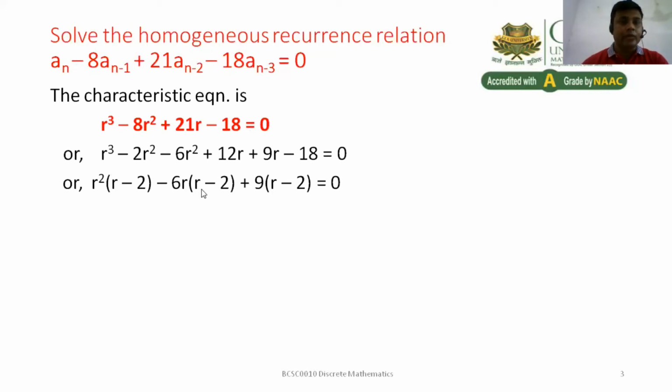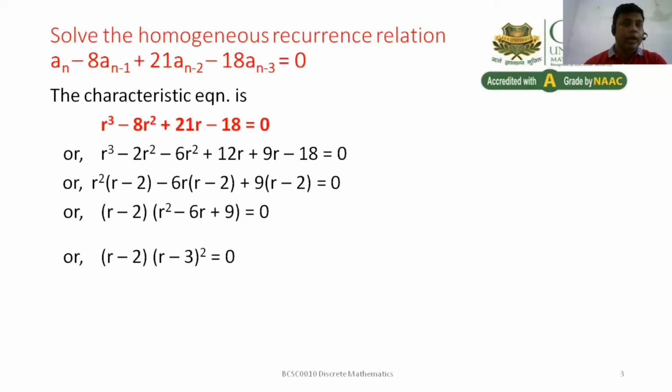So that's why we have placed r minus 2 three times, and then we have to multiply this with r square. Therefore, we will get r cube minus 2r square. Then we have to multiply this with minus 6r to get this one. So in this way, we have factored out and found that it is (r minus 2) multiplied with (r square minus 6r plus 9) equals 0.